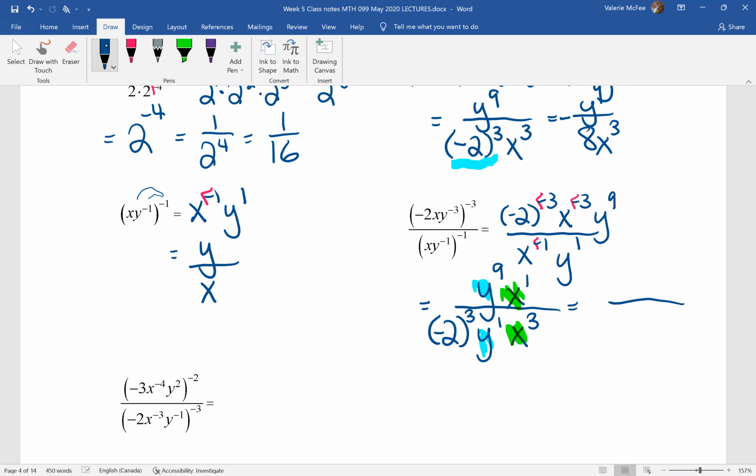So let's look at the negative 2 cubed. We already know that's negative 8, and it's going to stay in the denominator. That's where the exponent is positive. If we look at y next, I see there are more y's in the numerator. It's going to be y to the power of 8. There are 8 more there. There are more x's in the denominator. 2 more.